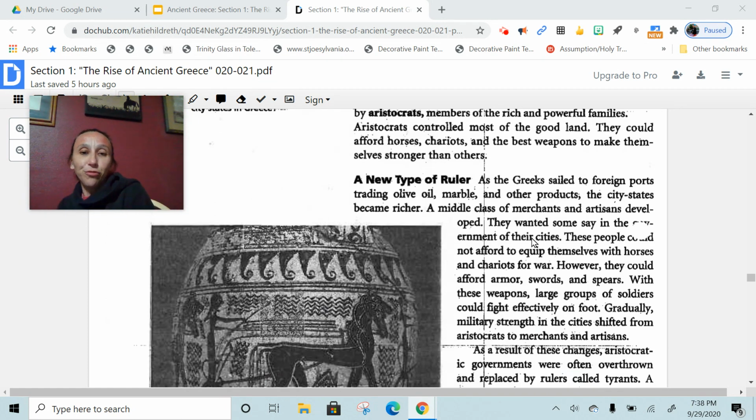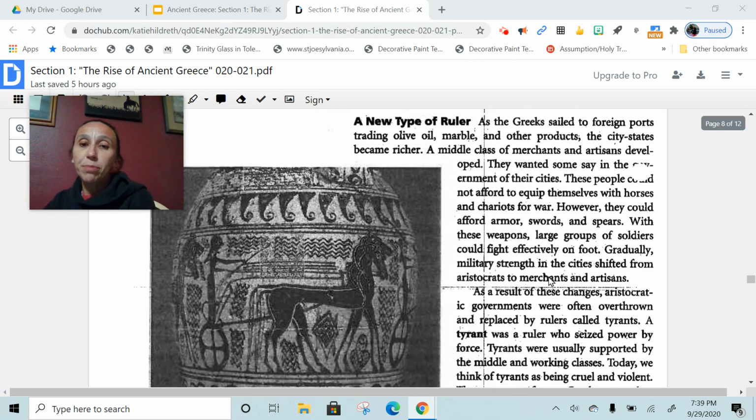So, a new type of ruler. Did the aristocrats stay forever? Of course not. Nothing lasts forever, right? So, we had a new type of ruler. As the Greeks sailed to foreign ports, trading olive oil, marble, and other products, the city states became richer. Of course, they're making money, right? So, a middle class of merchants and artisans developed. They wanted more say in the government of their cities. These people could not afford to equip themselves with horses and chariots for war.